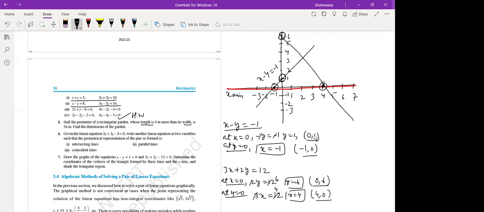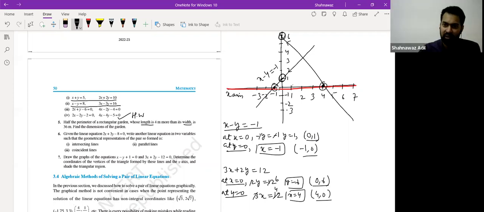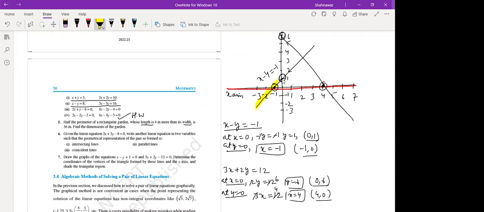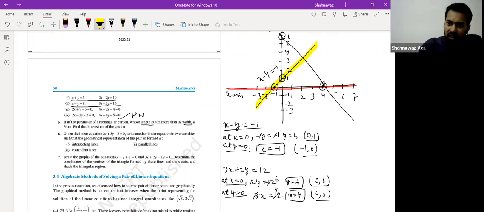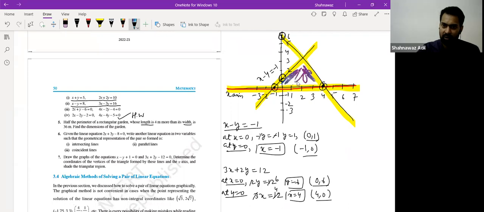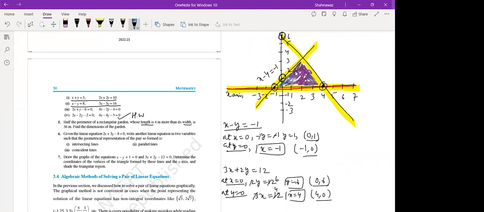When you draw it on graph paper, you will get exact numbers. This is a rough diagram. So we can identify the triangle here. This is one straight line, this is the other straight line, and this is the third. Three lines, and you can see that they are forming a triangle.